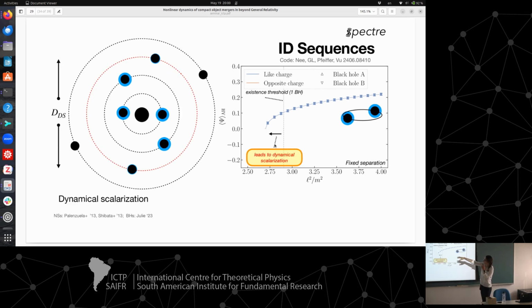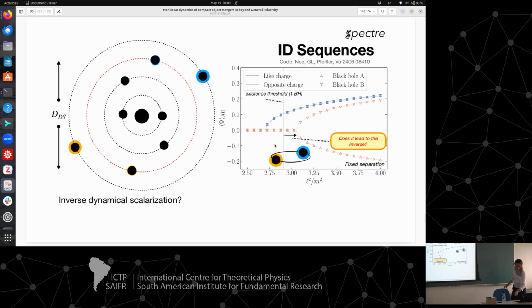This is a phenomenon where you have two black holes that are initially just GR, and as they get closer, at some point their interaction is going to be such that they will both scalarize, and this will affect the orbit. This was studied very early on in scalar-tensor theories, but with neutron stars. So this is a well-studied phenomenon.